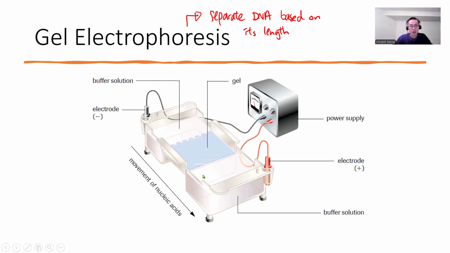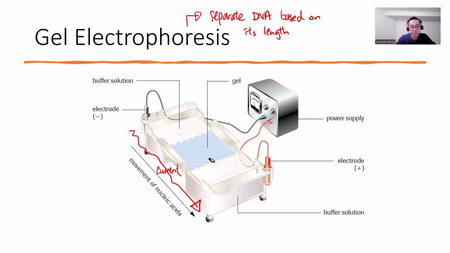Okay. So I'll try to explain to you what happens here, and I'll show you a video. We have a power supply here, which supplies an electric current. The electric current will go from negative to positive. Okay, that's the current.